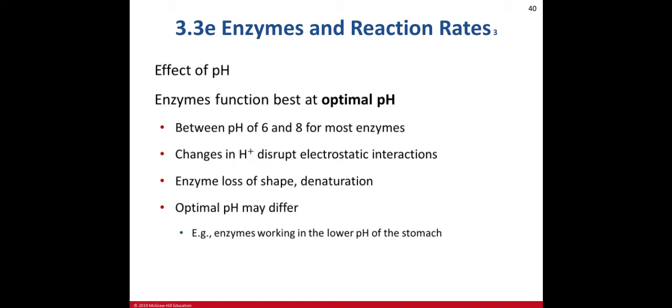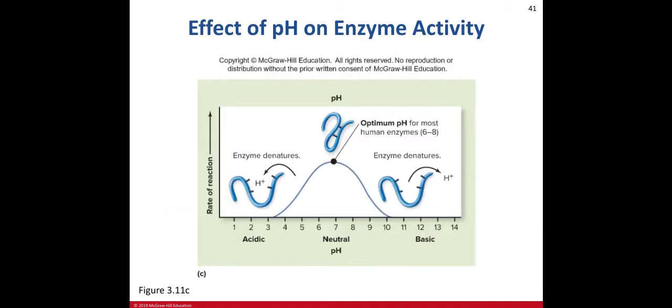That being said, a lot of enzymes work between a pH of 6 and 8, and we find that in our blood. There are enzymes that work in very different conditions, like the enzymes that are working in your stomach. They are obviously going to have an optimal pH that is much lower, right? Because our stomach acid is in that 1 to 2 pH range. That's where those enzymes will work.